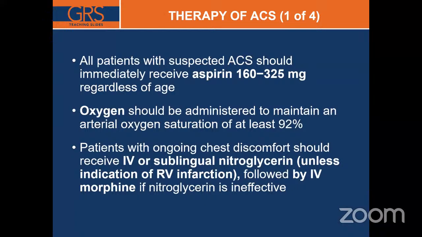And then we give IV morphine. Morphine reduces the pain, and by reducing the pain, you reduce the sympathetic stimulation, and you put the patient at ease. You give morphine if nitroglycerin is ineffective in relieving the symptoms.